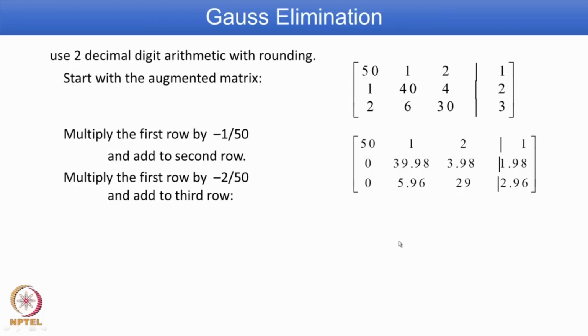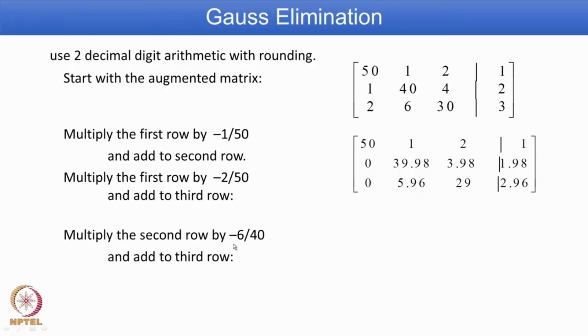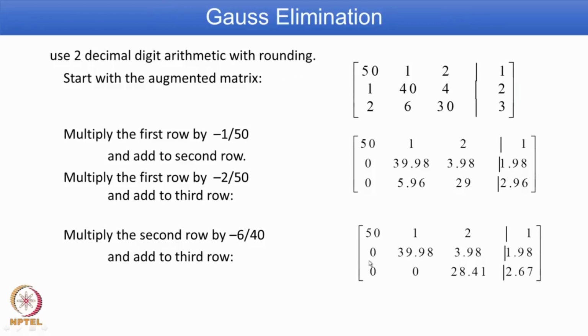to 2 decimals. Please recall, in the Gauss elimination we have to make the matrix upper triangular. So, the lower part has to go to 0. That means, in this case we have to make the second element of the third row also 0. So, to do that, we have to perform one more operation as given here: multiply the second row by 6 by 40 and add to the third row, and that will result in the second element in the third row as 0. The remaining values get adjusted as shown here.